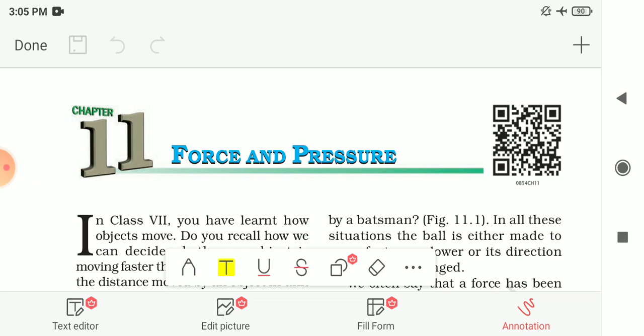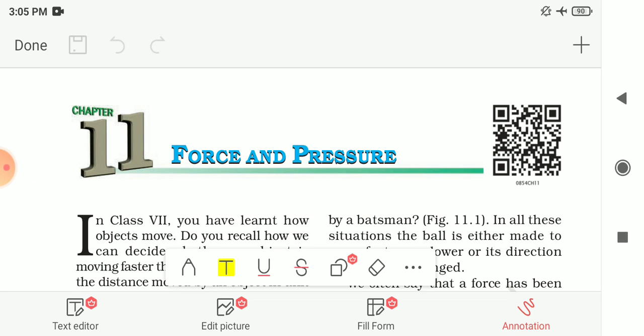So in the starting we had seen that a push or a pull on an object is called a force. Then we had seen how we can represent the force. The strength of a force is expressed by its magnitude, and with that it is also necessary to express the direction of the force in which it is applied.